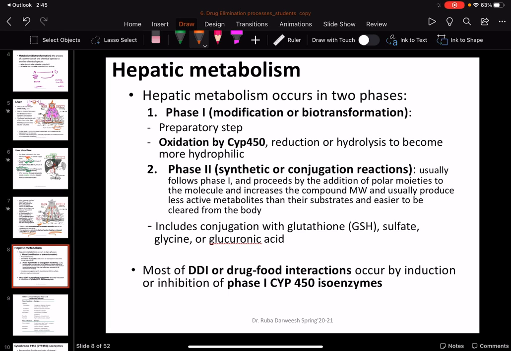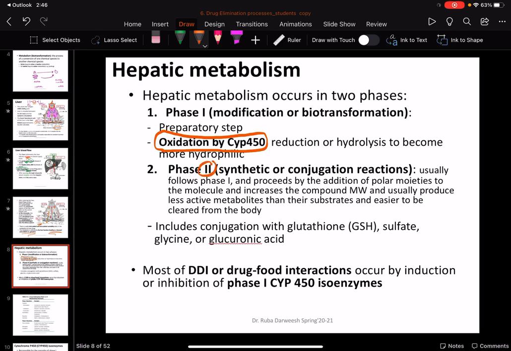In phase 1, it's usually the first step, or the preparation step, of the overall elimination of the drug. One of the main processes that occurs in phase 1 metabolism is oxidation via CYP450 enzymes.